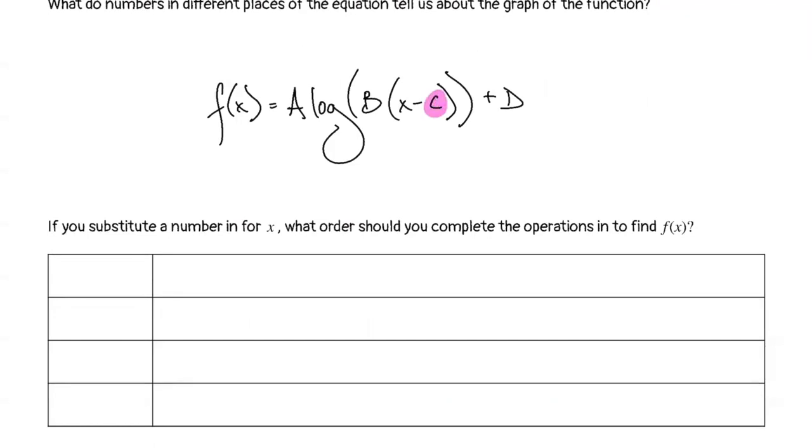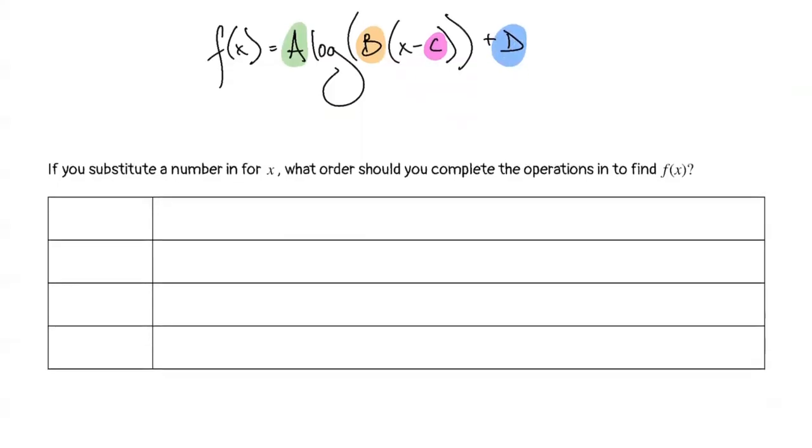So we'll start with our C and then our B, and then our A, and then our D. Right? And earlier we said that if we have C, that takes care of a horizontal shift. Okay. And we also said that B took care of a horizontal stretch or compression.